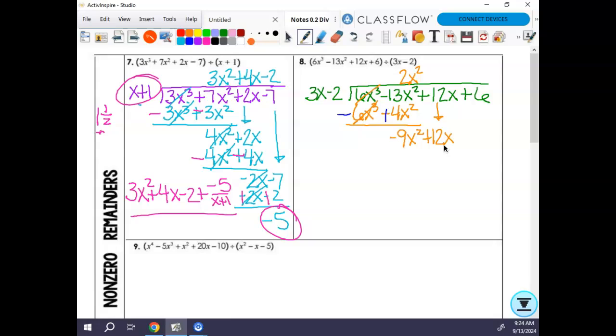Negative 9x squared divided by 3x is negative 3x. So then I get negative 9x squared plus 6x. And then I change the signs on both so that these zero out. 12x minus 6x is 6x. And I bring down my 6. 3x divided by 6x is 2. So then this gives me 6x minus 4.